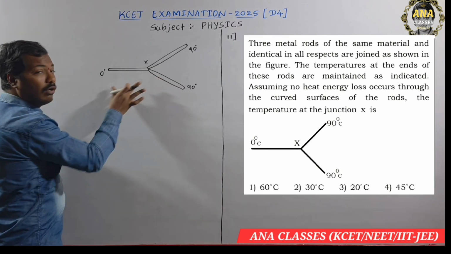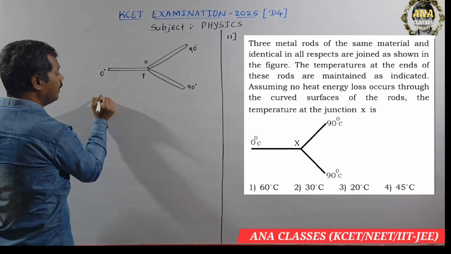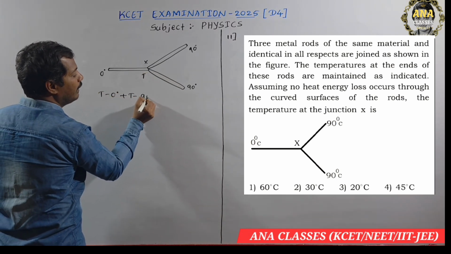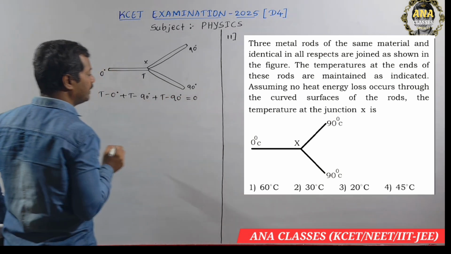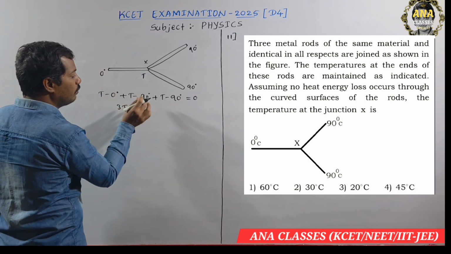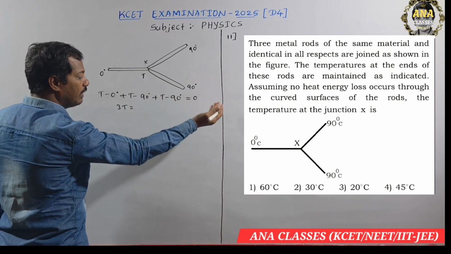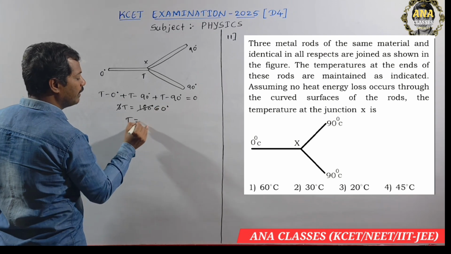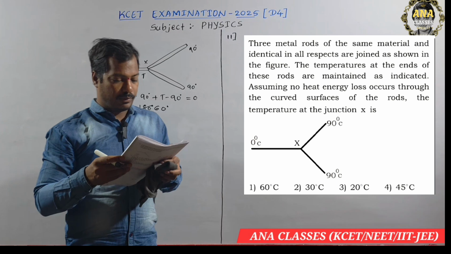Question number 11. Call the temperature at X as T here. The temperature difference of every point from X: it is T minus 0 degrees Celsius, plus T minus 90 degrees Celsius, plus T minus again 90 degrees Celsius, and that temperature is 0. So it is T plus T plus T, 3T, is equal to 90 plus 90, 180. Take it to the RHS, it will be 180 degrees Celsius. 3 ones are 3, and the temperature is equal to 60 degrees Celsius. So the answer is option number 1.